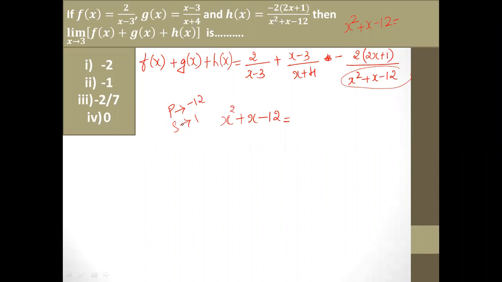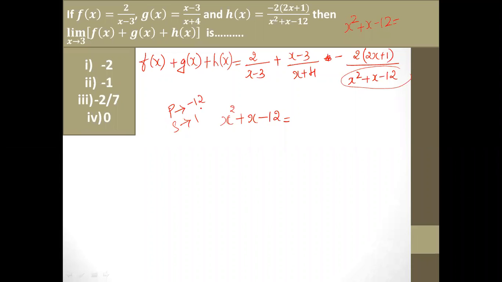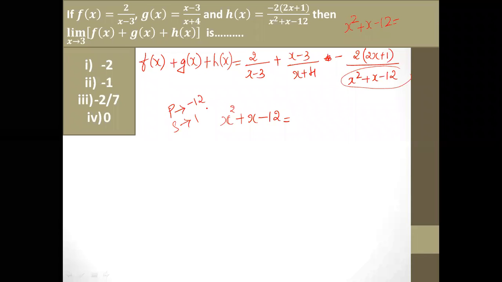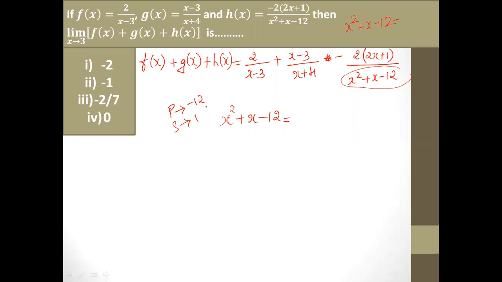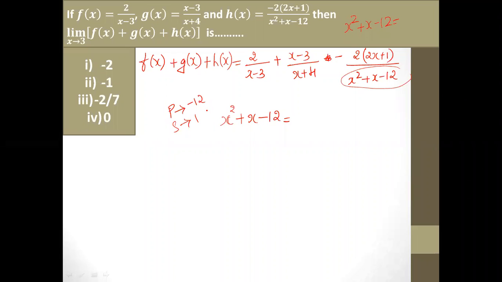No. Product should be minus 12. 4 and 3, good. But I should get the answer as minus 12. If I do 4 into 3, I'll get 12. I should get minus 12. So it should be, Noor Fatima, you're near to the answer. You just think 4 and minus 3. Good. Not minus 4 into 3, but 4 into minus 3.